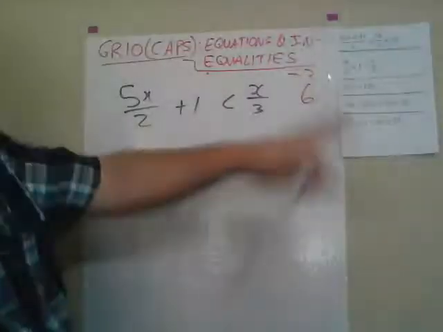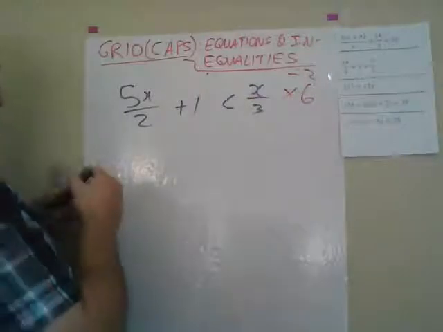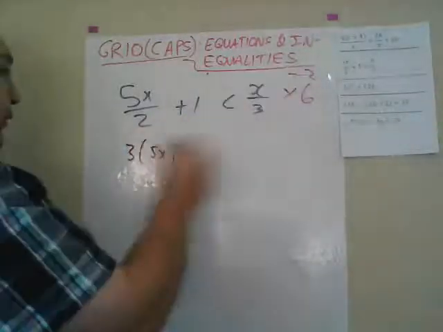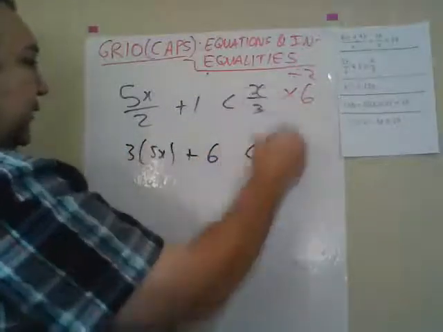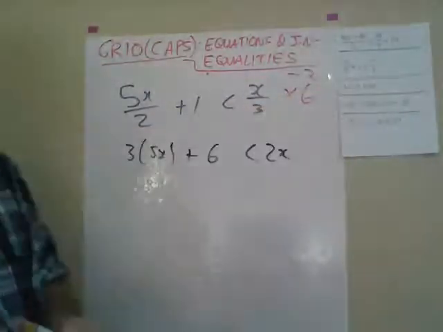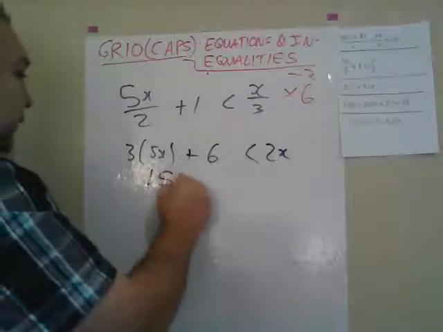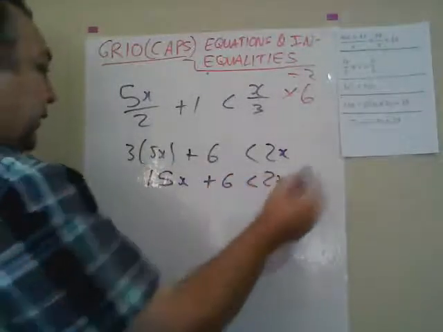So we're going to multiply right through by 6, which will give us 3 times 5x, because 2 goes into 6 3 times, plus 6 is less than 2 times x. 3 goes into 6 twice. So we get 15x plus 6 is less than 2x.